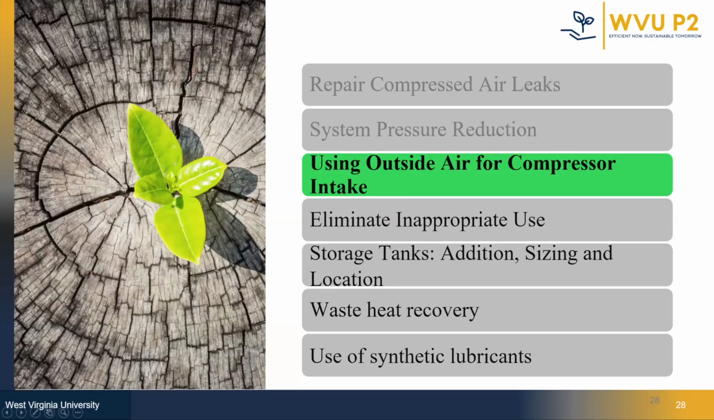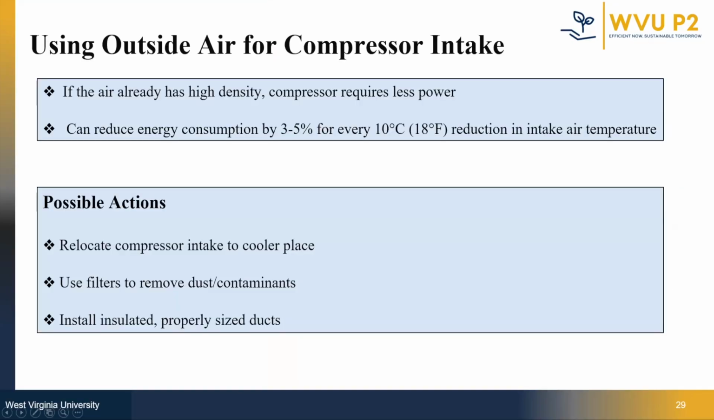Let's move to another smart energy saving opportunity: using outside air for compressor intake. Cooler air is denser. When the compressor pulls in cooler outside air instead of warm indoor air, it takes less energy to compress it to the same pressure. It can reduce energy consumption by 3 to 5% for every 10-degree reduction in intake air temperature. This might not sound like much, but across thousands of operating hours, it adds up to major energy savings.